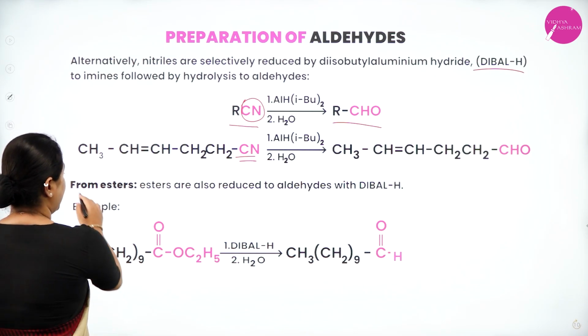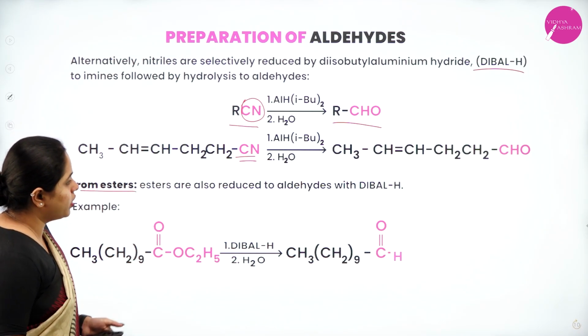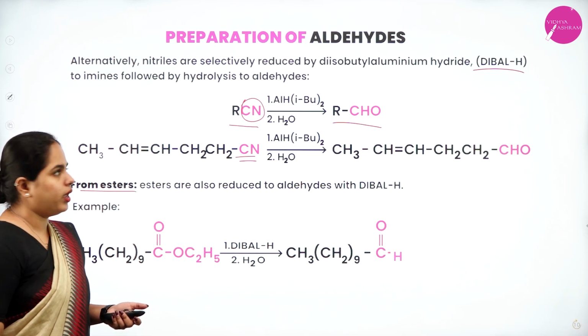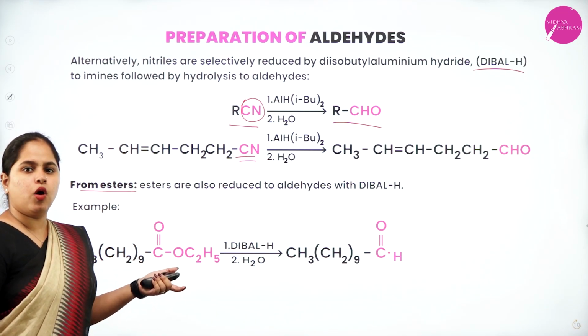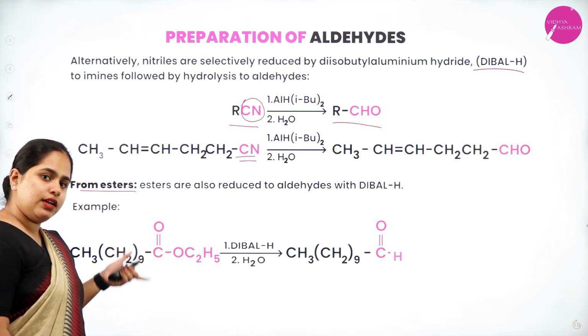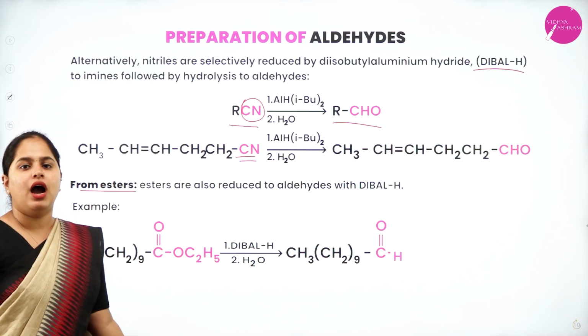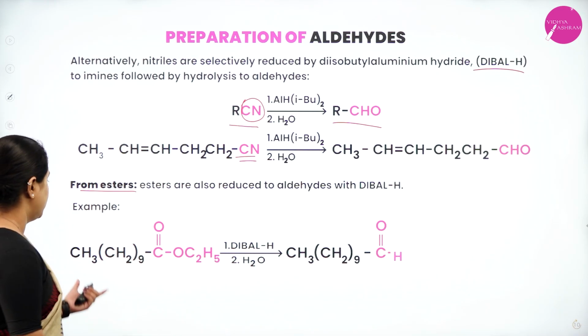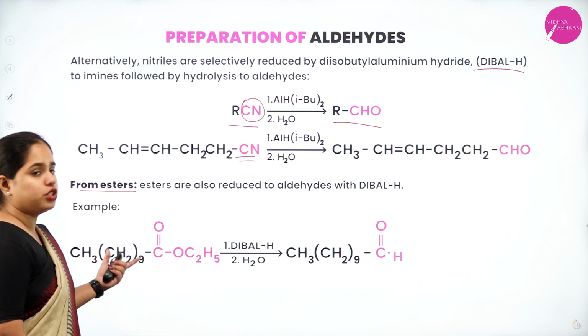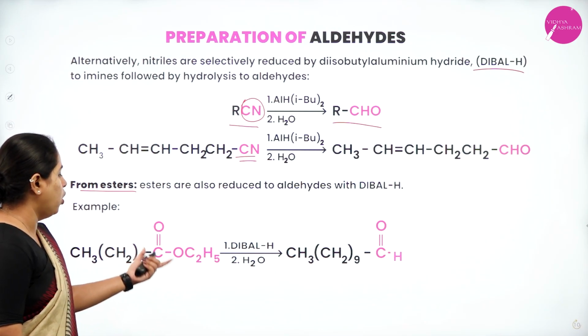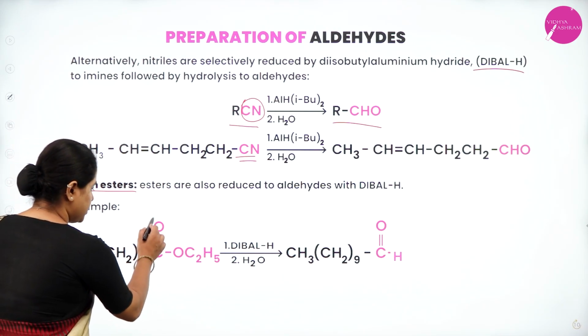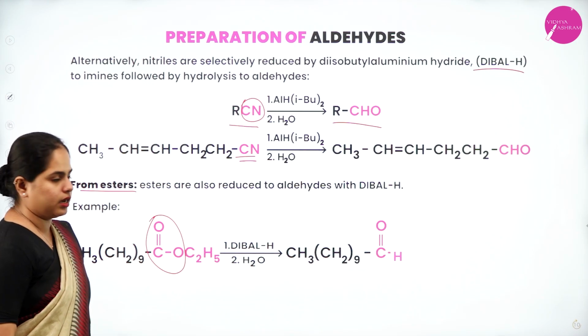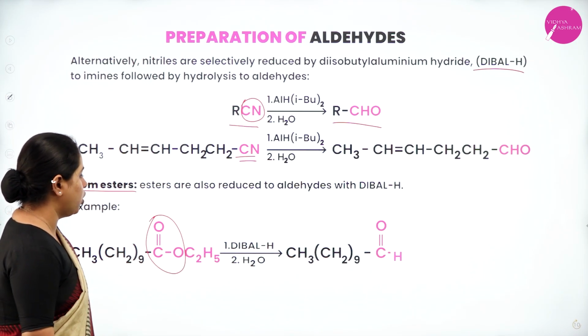The next one is from esters. Esters are also reduced to aldehyde with DIBAL-H. So nitriles can be reduced to aldehydes, as well as esters can be reduced to aldehydes using DIBAL-H. So you can see CH3, CH2, nine times, COOC2H5. So the COO, this is your ester, right? In the presence of DIBAL-H, what are you going to get?